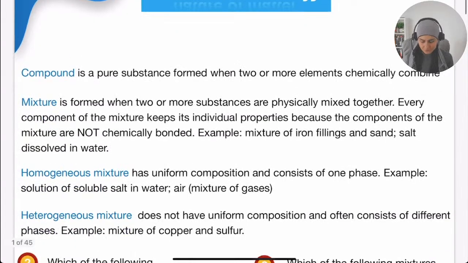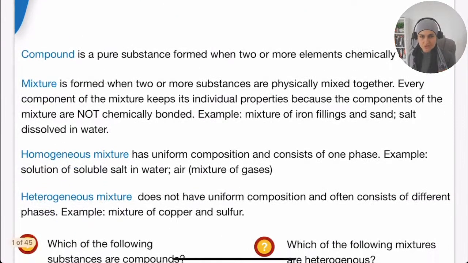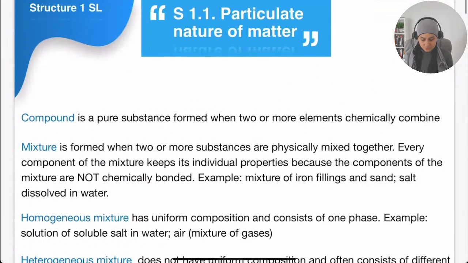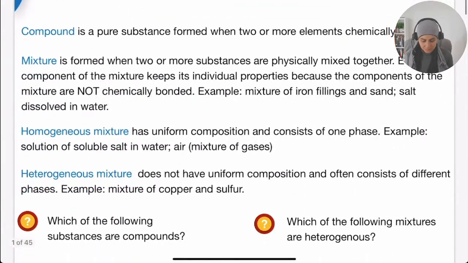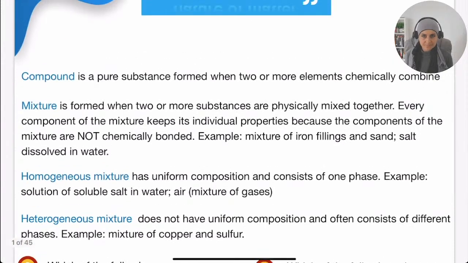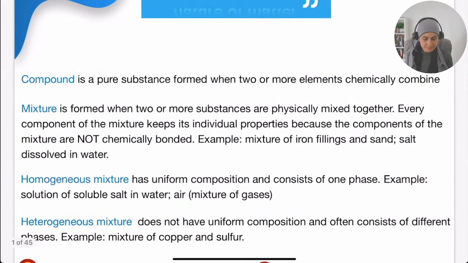Okay, first Structure 1.1, a few definitions. A compound is a pure substance formed when two or more elements are chemically combined. So for a compound, you can have several elements, but they must be combined chemically through some type of bonding, covalent, ionic, or whatever. On the other hand, a mixture is formed when two or more substances physically mix together.